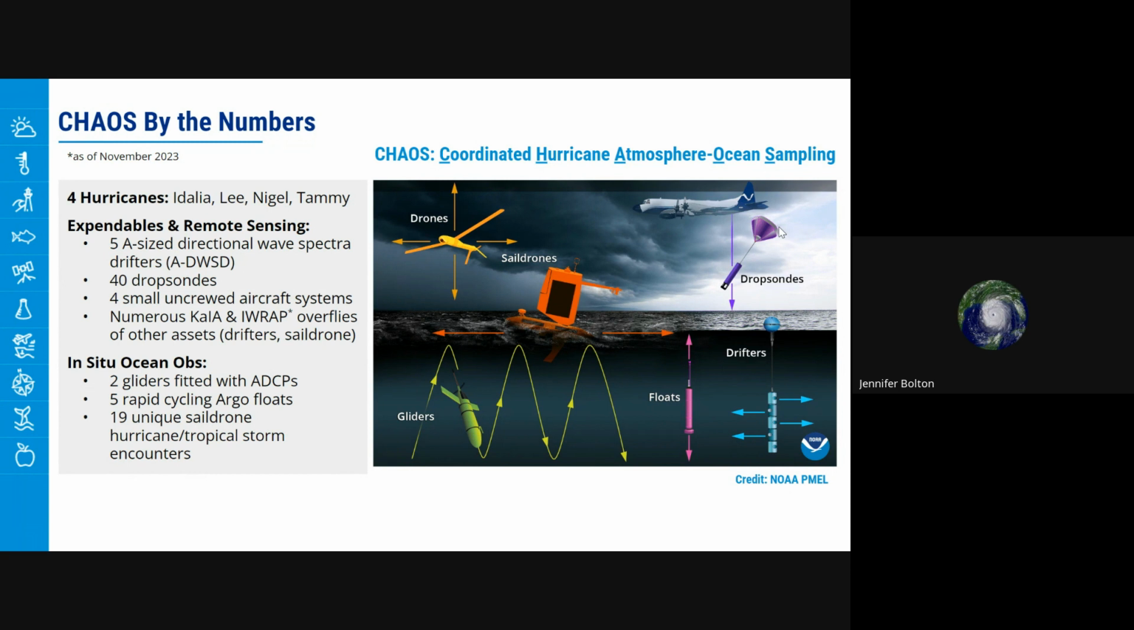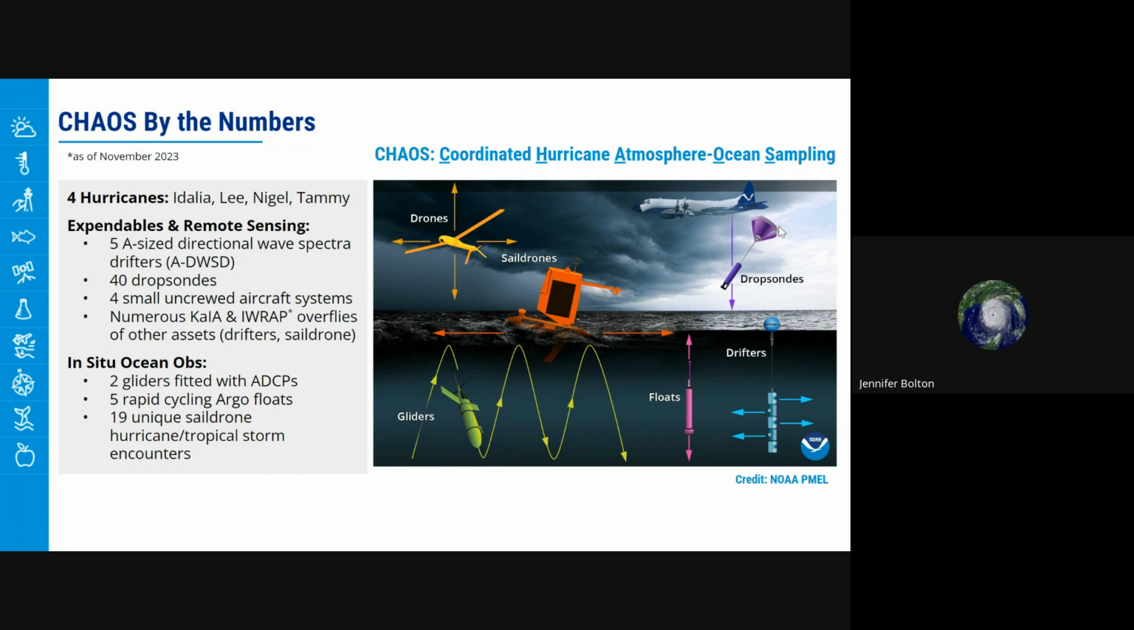And numerous overflies of the P3s with other observations in the ocean, drifters and Saildrones, mostly getting co-located data to compare and validate between the different observing platforms. And in situ observations, these were also funded partially by this CHAOS program. So we had gliders.